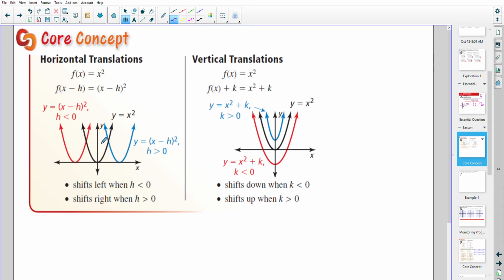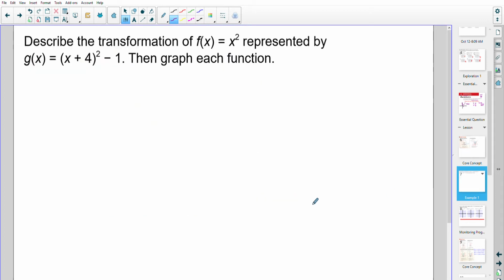Notice that when you have this blue line, this blue quadratic is where your h is going to be positive. So it'd be x minus some positive value. Is going to move it to the right. And if h is negative, it's going to be the red parabola. When you have a k, that's going to shift it up or down. Positive would be blue, negative would be red.